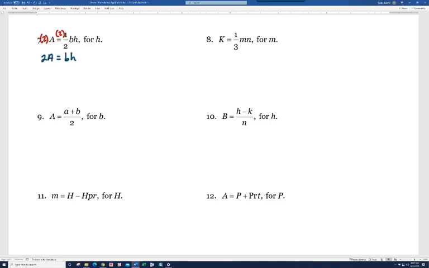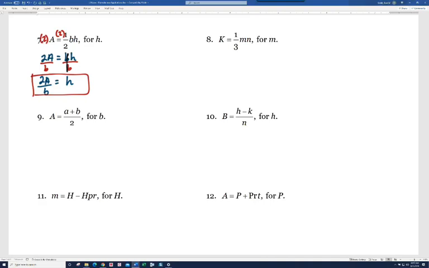We're going to get 2a is equal to bh. Remember, 2 times a half is 1. Those are reciprocals. You can think of it as 2 over 1 times 1 over 2. When you multiply, you get 1, and 1 times bh is bh. So now we just need to get rid of that b. Let's divide each side by b. So our b's cancel. We're left with h equals 2a all over b. All right. I would encourage you to try number 8 and maybe even number 9.